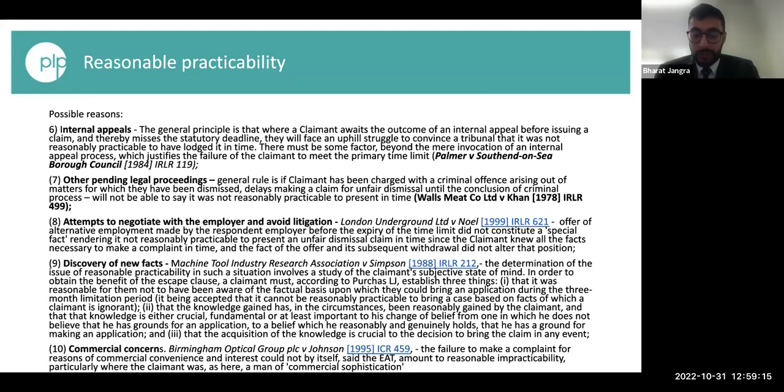Finally, we have commercial concerns in Birmingham Optical Group and Johnson, where, for example, in this case, an employment tribunal claim would have had a detrimental impact on commercial negotiations which were ongoing alongside the potential tribunal claim. That isn't a reason to say it was not reasonably practicable to bring a claim any earlier, especially where the claimant, as the court found, was a man of commercial sophistication. Bryony's now got a case where we have a more recent case dealing with reasonable practicability.